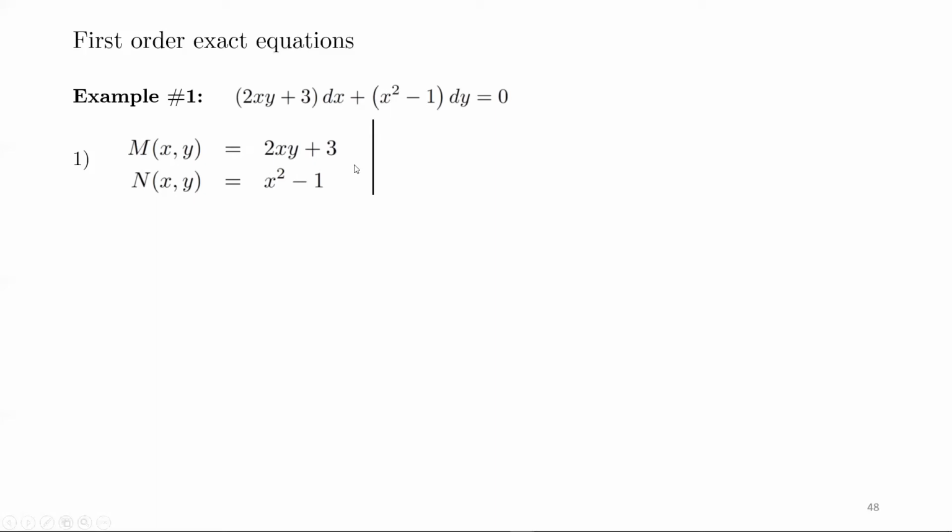The test for exactness says that I should take the partial derivative of m with respect to y and of n with respect to x and check that they're equivalent. If I take the partial derivative of m with respect to y, I simply get 2x. If I take the partial derivative of n with respect to x, I also get 2x. So in this case, the partial derivative of m with respect to y and the partial derivative of n with respect to x are both equal to 2x. These partial derivatives are equal, therefore the equation is exact. Good.